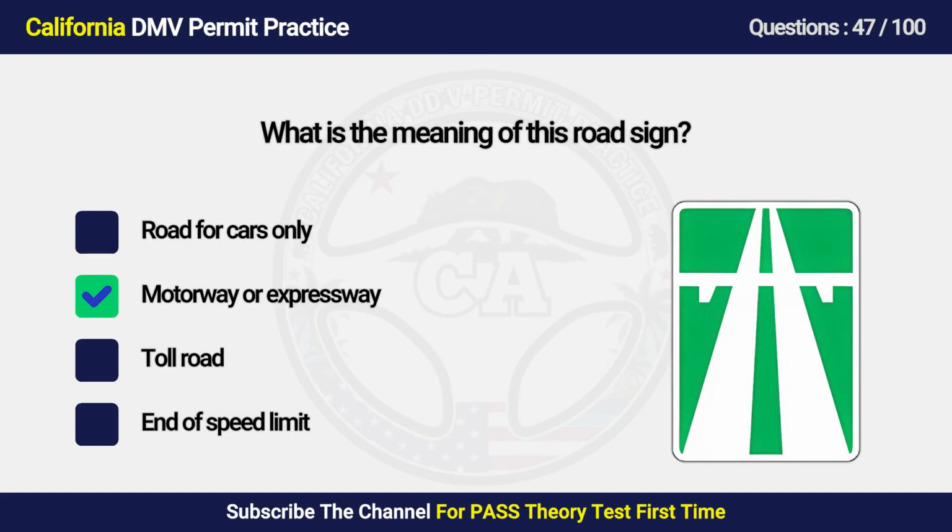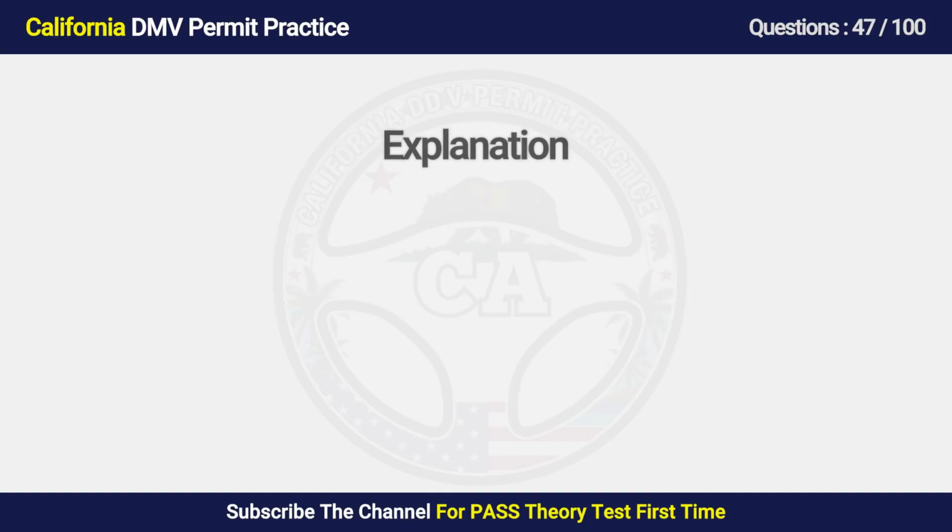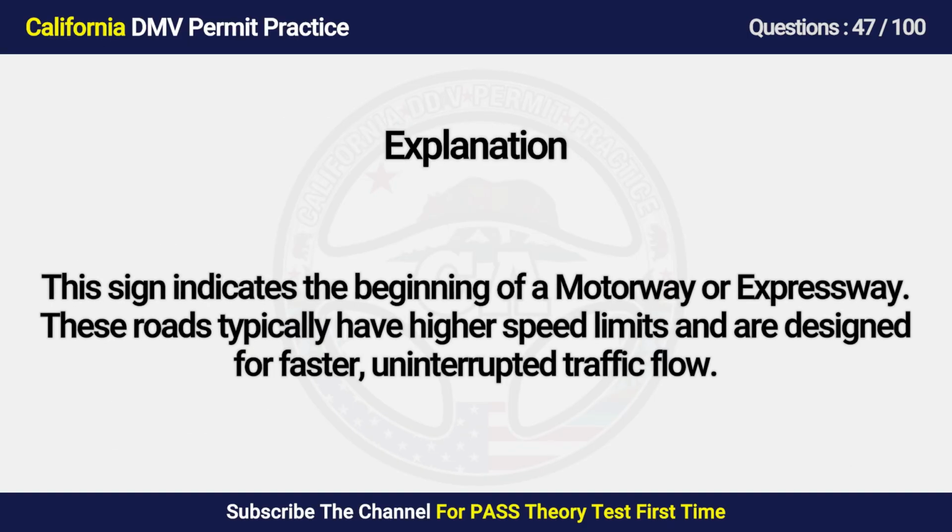Answer is B. Motorway or expressway. This sign indicates the beginning of a motorway or expressway. These roads typically have higher speed limits and are designed for faster, uninterrupted traffic flow.